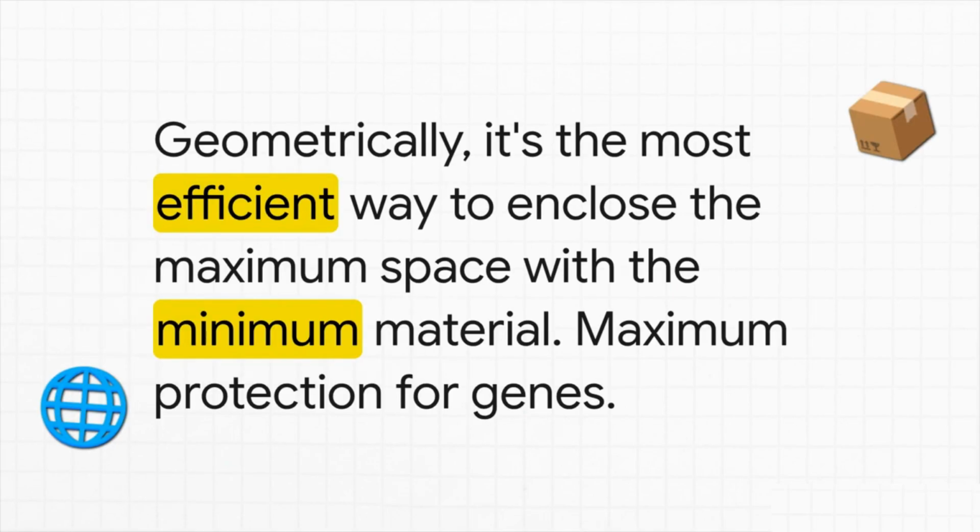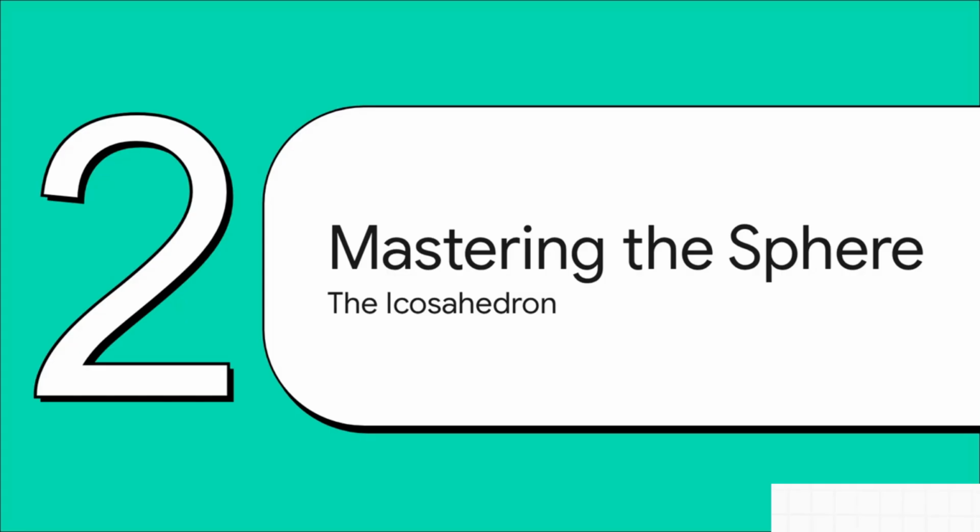All right, the second major blueprint is the sphere. So why a sphere? Well, it's all about pure geometric efficiency. A sphere can enclose the most amount of space with the least amount of surface area. For a virus, that means maximum protection for its genes using the absolute minimum amount of building material. But here's the thing. Viruses don't build perfect spheres. They build something even smarter, using the principles of icosahedral symmetry. Let's see how this works to build a really strong, stable container.